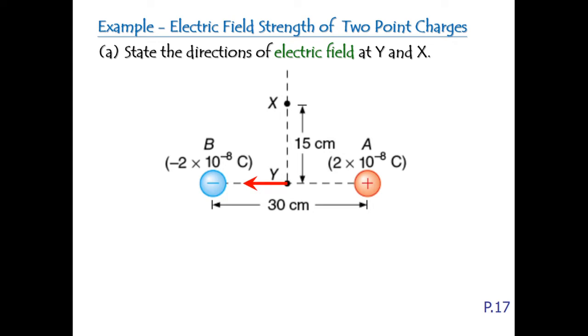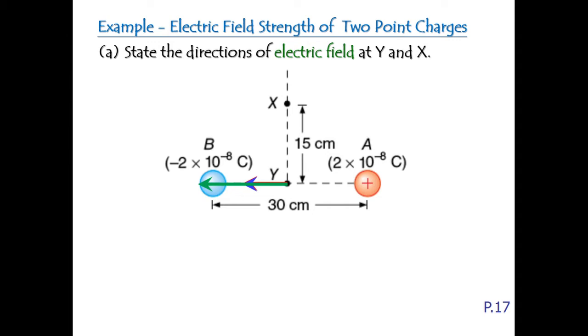What is the electric field due to the negative charge at B at Y? Good. Because the charge is negative, the electric field due to the negative charge should be radially inward. So the electric field at Y due to the negative charge should also be pointing to the left. Thus, the resultant field at Y due to the charges at A and B should be pointing to the left.